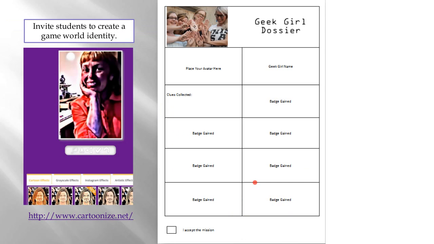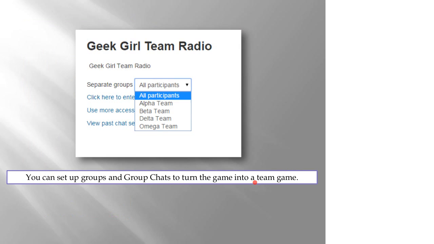To do that, the students have to create their own avatars. Once they've read the mission statement and accepted it, they then create their own dossiers. I use things like cartoonize.net. They can upload a picture of themselves and make it into a cartoon avatar, and then paste that picture into their dossier. I love the little tick box at the end, I accept the mission. And as they gain badges, they can put them into their dossier. I think this creates a world for the students to experience the game itself.